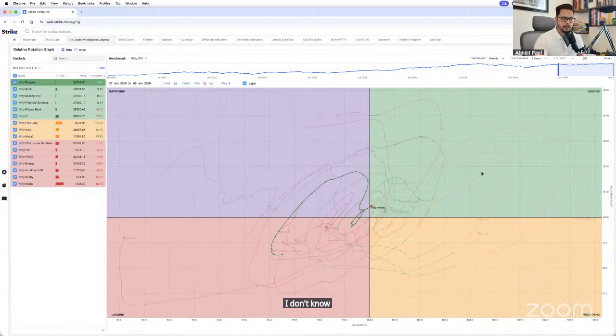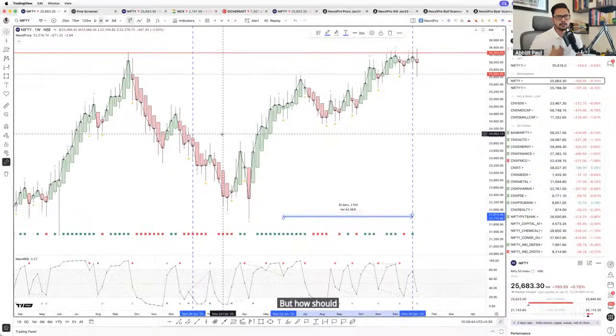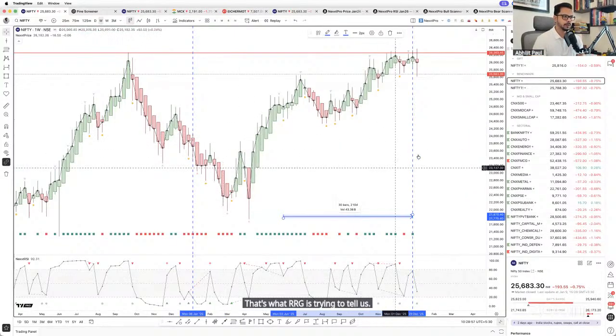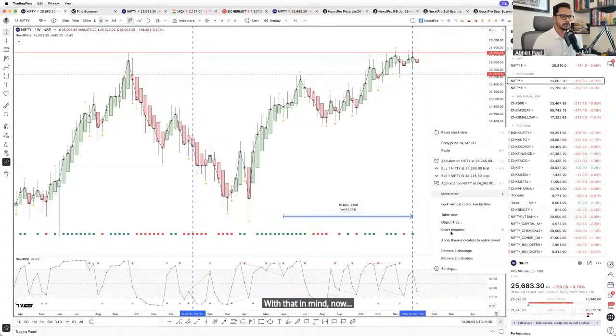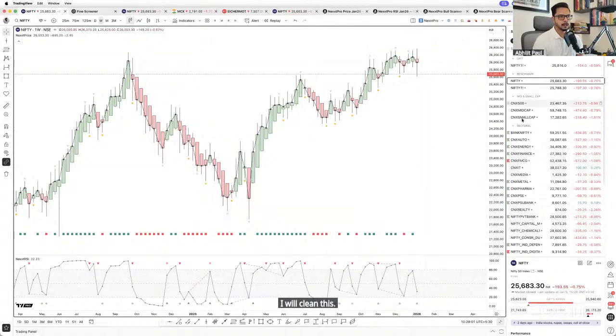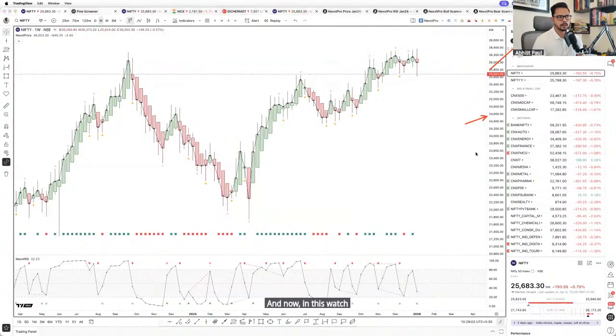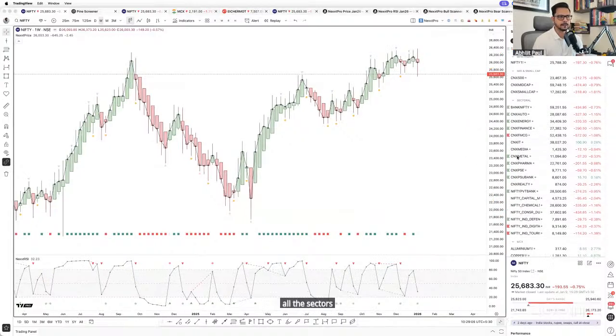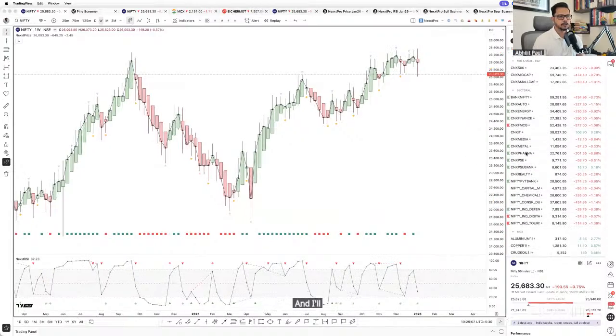Is it creating a foundation for a bigger move like this? I don't know. Only time will tell us. But how should we read this? Pharma, we should look at it. We should keep it on our watch list. It has the potential to become a leader. That's what RRG is trying to tell us. With that in mind, now I will clean this. And now in this watch list of mine, I have all the sectors that I track. And I'll come to take a look at CNX Pharma.